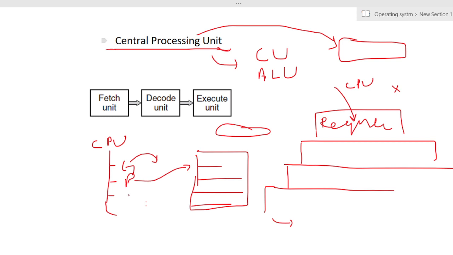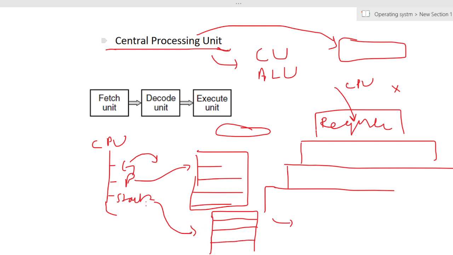And the next register is the stack pointer, right? What is it pointing to? It is pointing to the top of the stack in the memory, right?